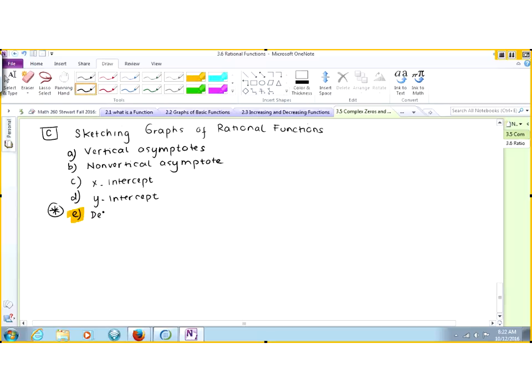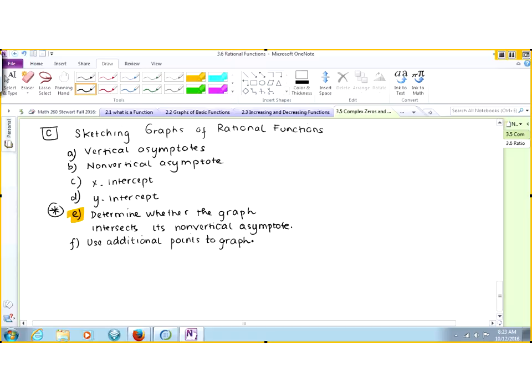Okay. So determine whether the graph intersects its non-vertical asymptote. The graph never intersects the vertical asymptote, but sometimes it intersects the non-vertical asymptote. So this is the important one. And then use additional points to graph. Right?